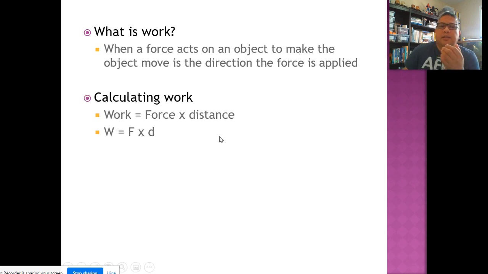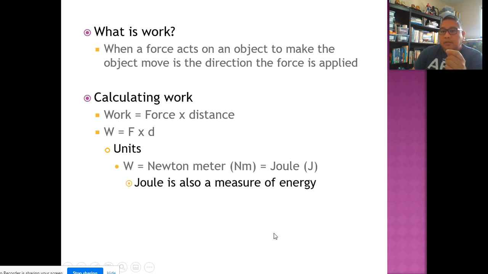So calculating work, how do we calculate? I want you to take notes and write this down. Work is equal to force times distance. Or if you use symbols, the formula is W = Fd, F for force, d for distance. The unit you will be using for work is the newton meter, because when you multiply newtons, which is force, times distance in meters, you get newton meter. It is also equal to joule. So 1 newton meter is also equal to 1 joule.